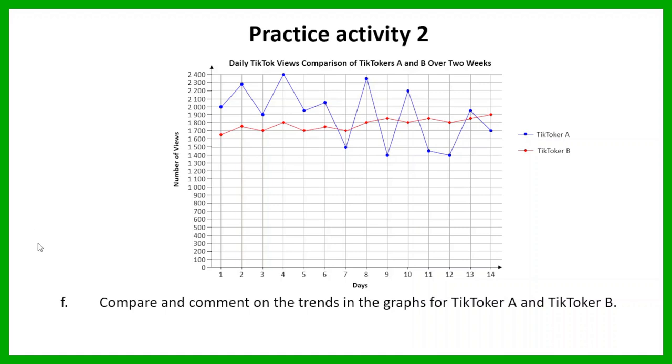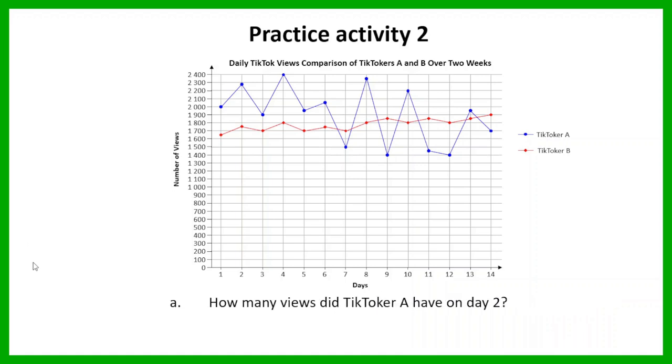Okay, so let's go through and see what you got for each of those questions. So the first question, how many views did TikToker A have on day 2? So we're going to look at day 2 over here and look up to TikToker A, which is the blue one. So that's over here. Now you can see it's not quite on the line. Okay, so first let's have a look at this. This is from 2200 to 2300. So that's a 100 interval over there.